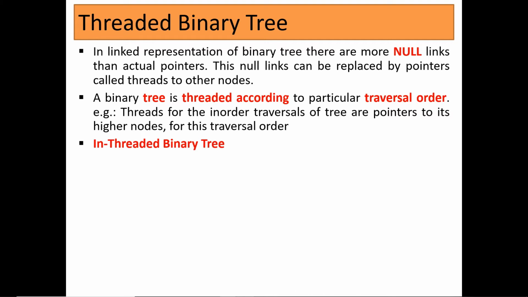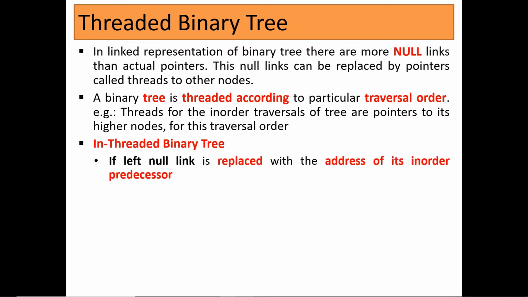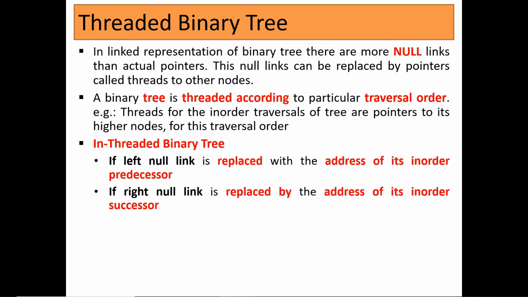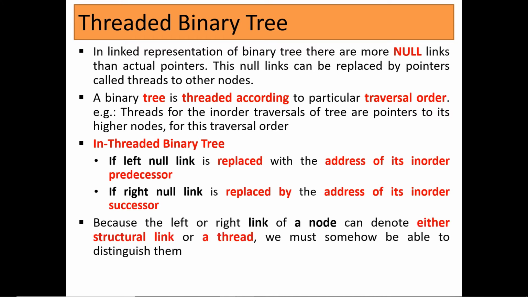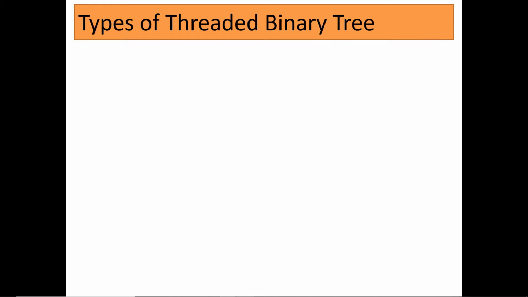In threaded binary tree, a left null link is replaced with the address of its in-order predecessor. A right null link of a node is replaced with the address of its in-order successor. Because the left or right link of a node can denote either a structural link or a thread, we must somehow be able to distinguish them. Now, types of threaded binary tree.